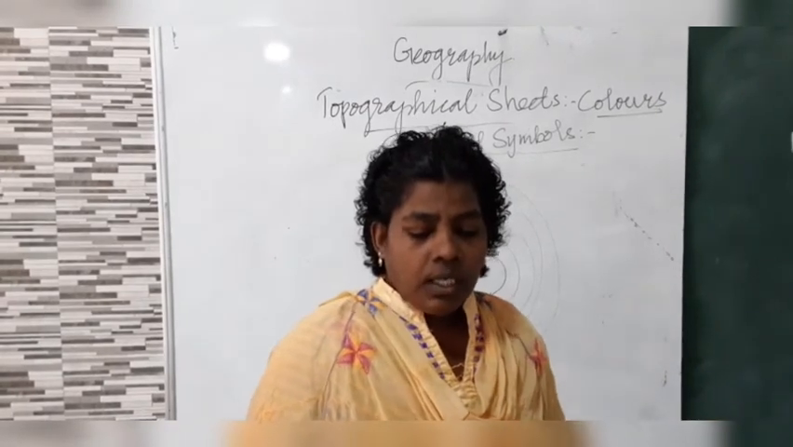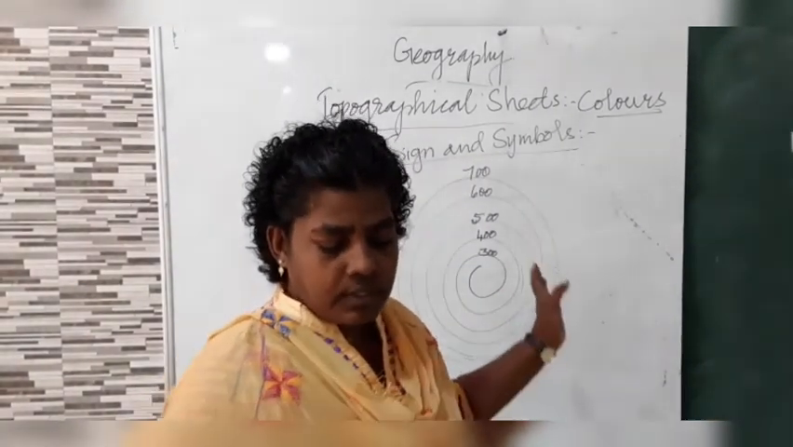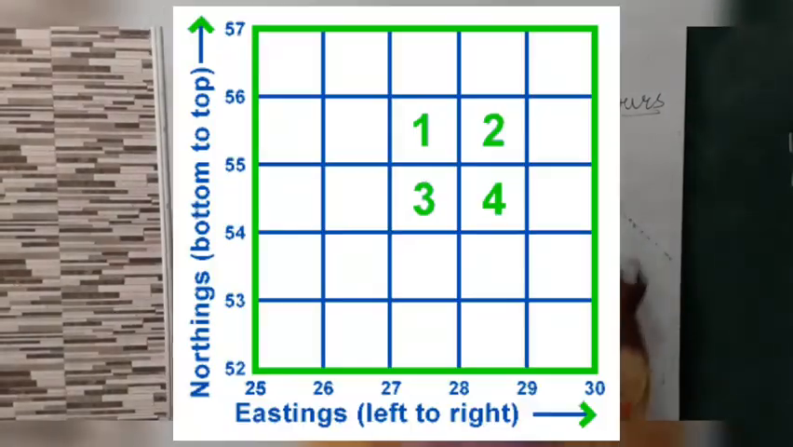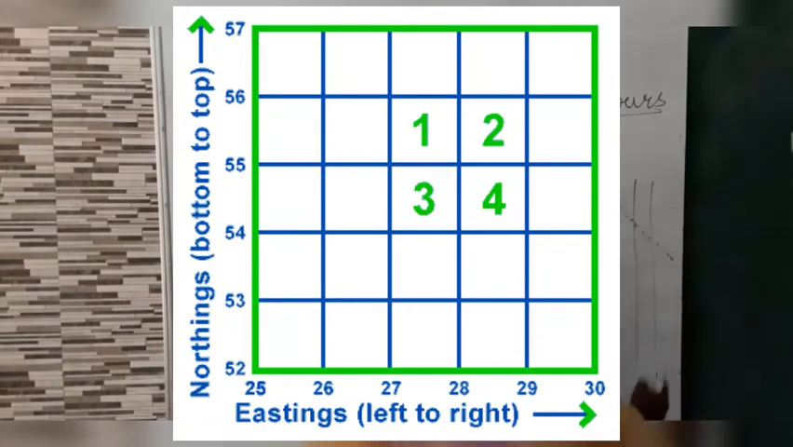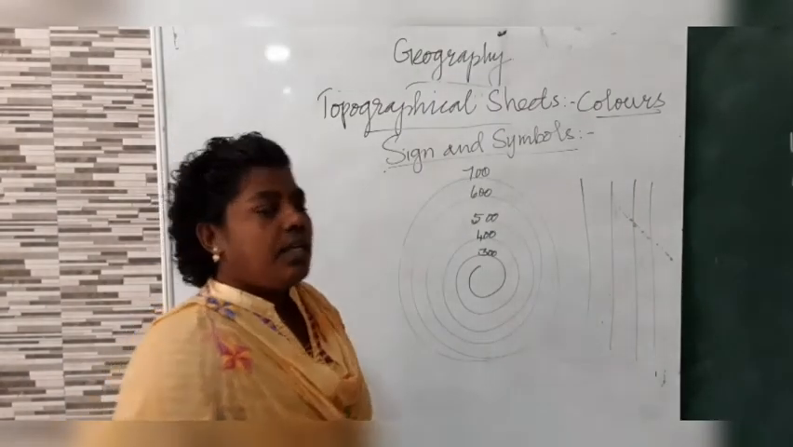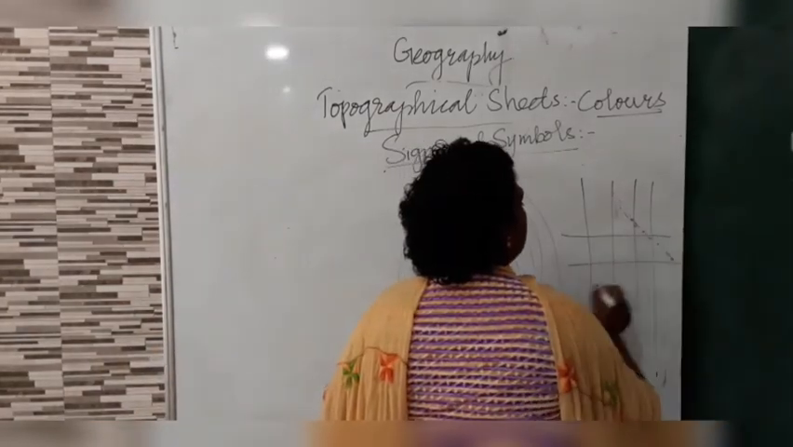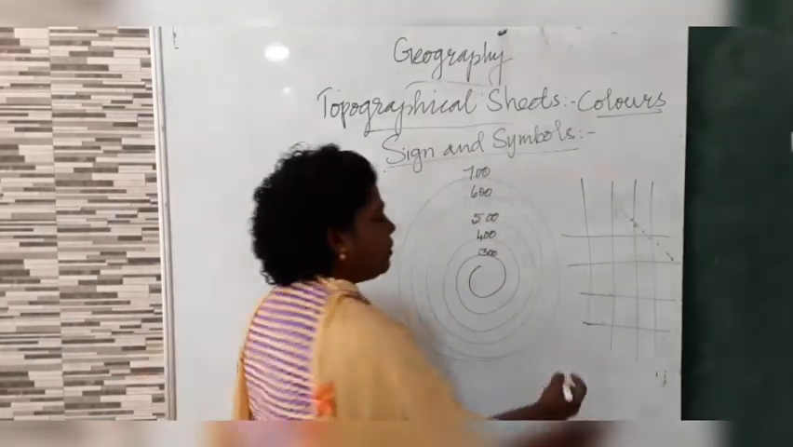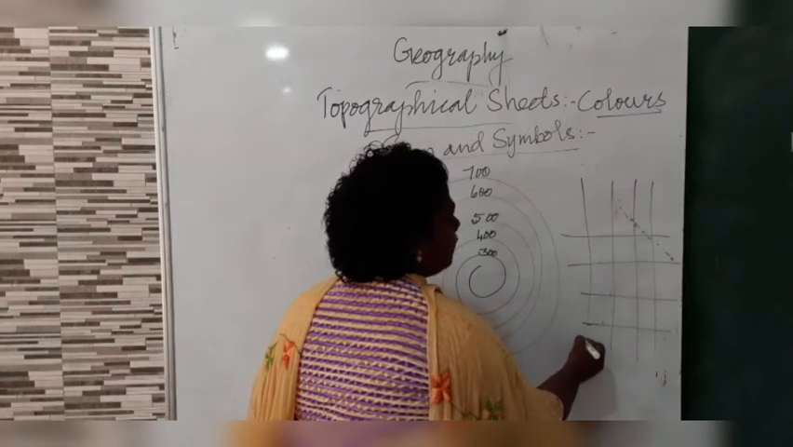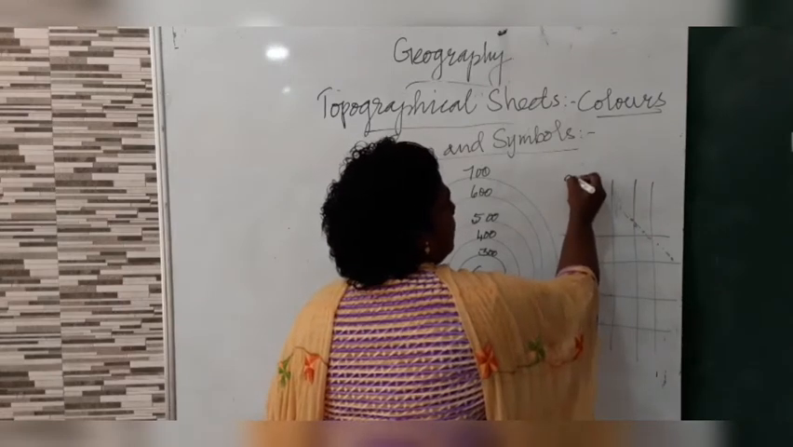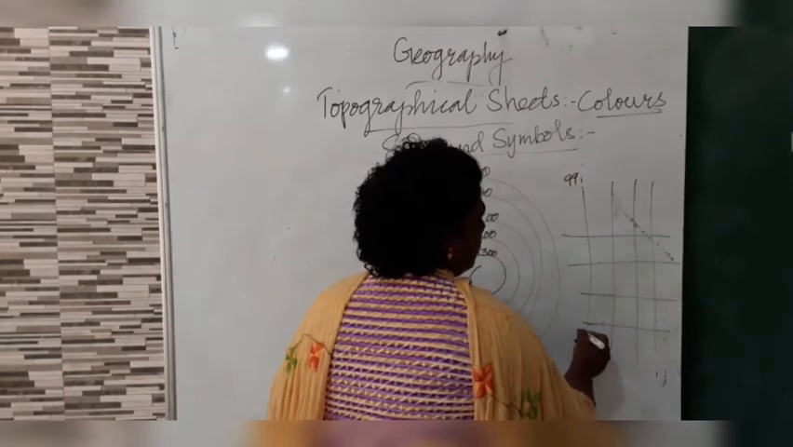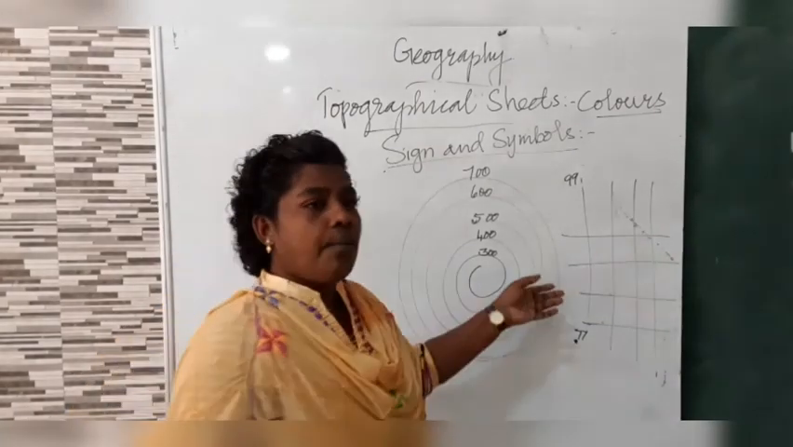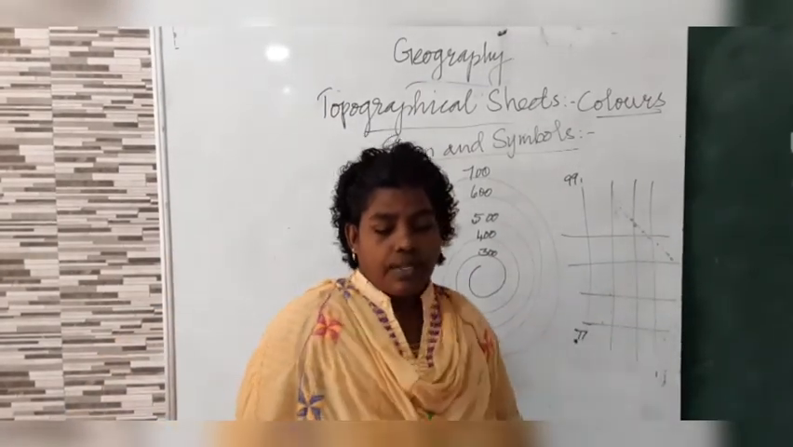Then what else have we seen about this topographical map? We have seen easting and northing. The vertical lines in the map are known as easting and the horizontal lines are known as northing. And how do you read the topographical map? You have to start from the southwest part of the map. For easting, number 99 will be given. For the northing, number 77 will be given. So this is how the numbers are arranged in the topographical sheet.